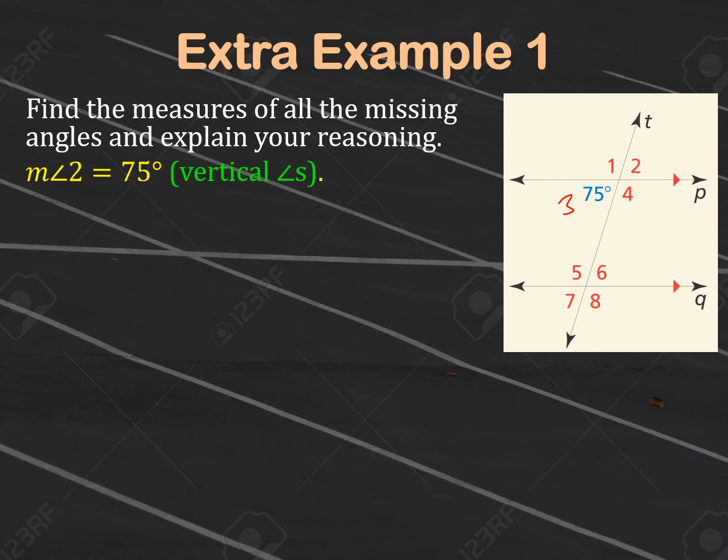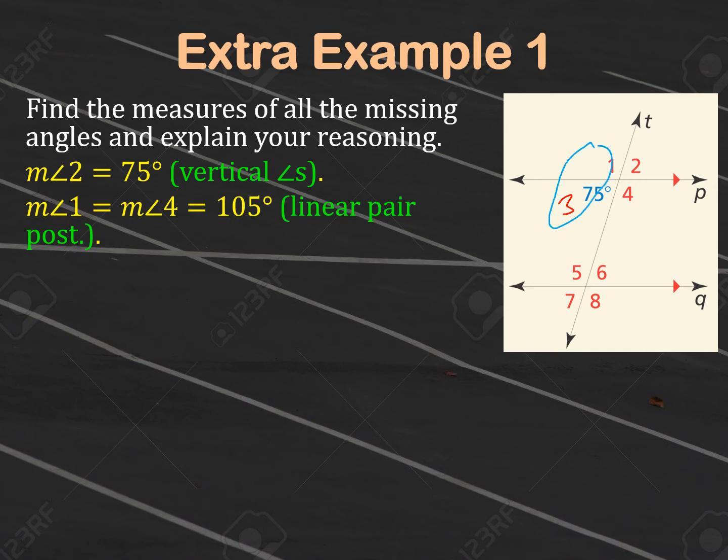So angle 3 and angle 2 are vertical angles. Vertical angles are congruent, so measure of angle 2 is also 75 degrees. Angle 1 and angle 4 are both 105 degrees because they are in a linear pair with angle 3. So there's angle 1 and angle 3, so angle 1 has to be 180 minus 75 or 105. Likewise with angle 4, it is also 180 minus 75 or 105 because remember, angles that form a linear pair are supplementary. So that's why those two angles are supplementary.